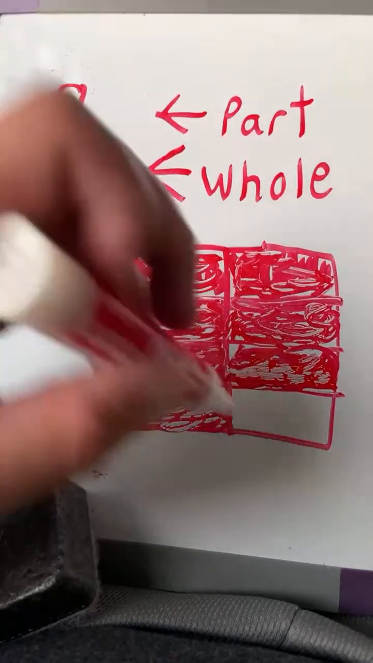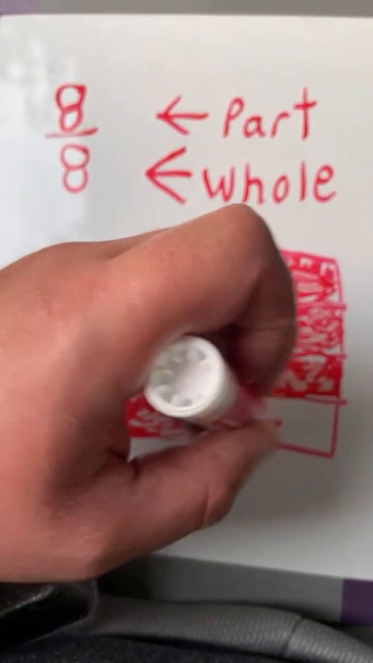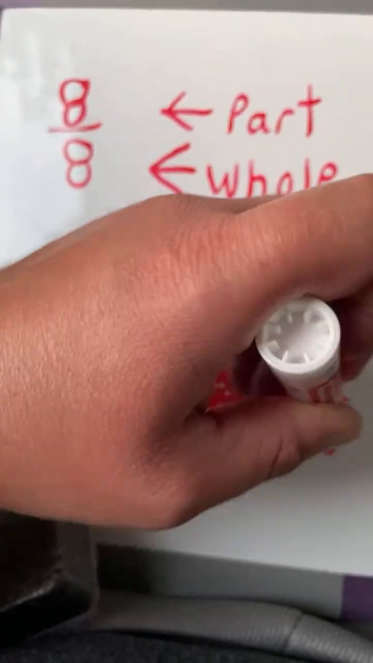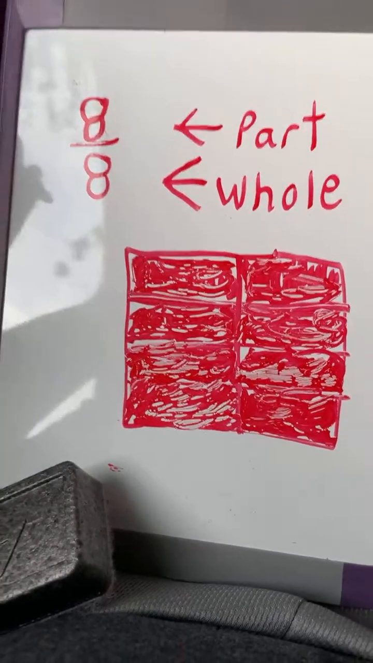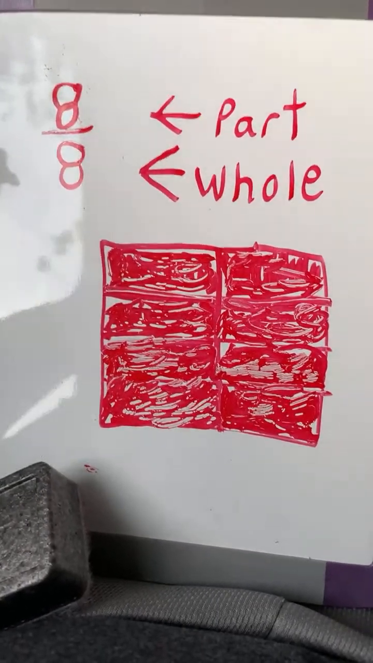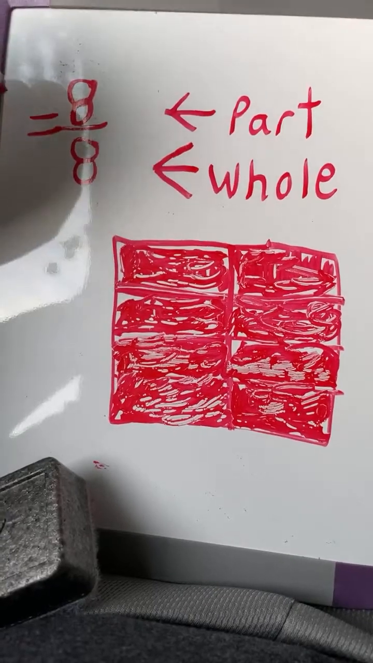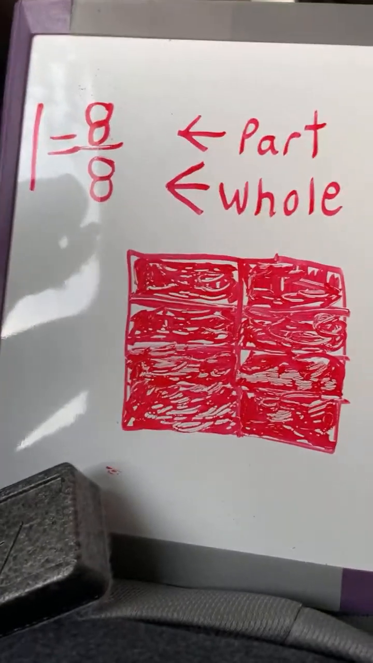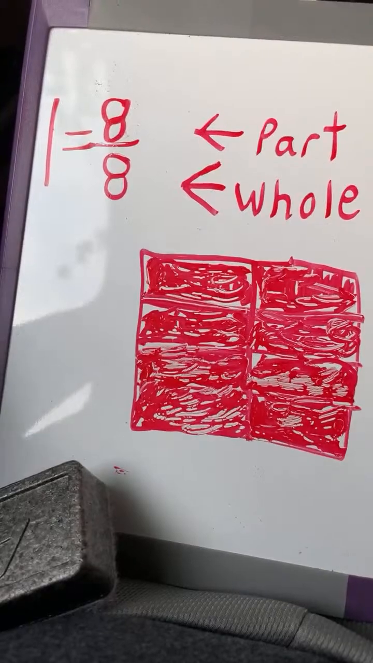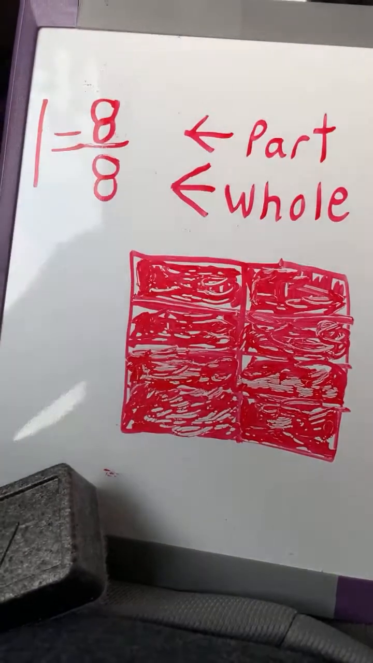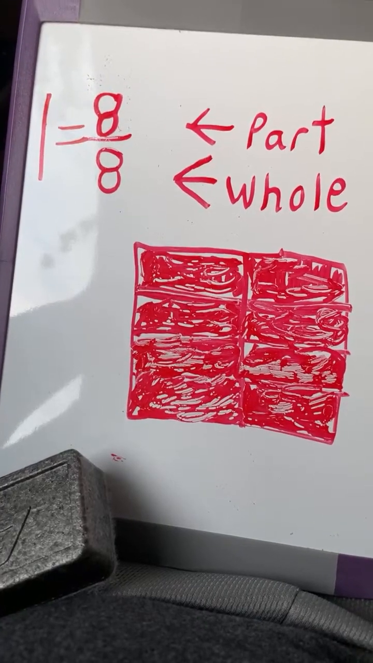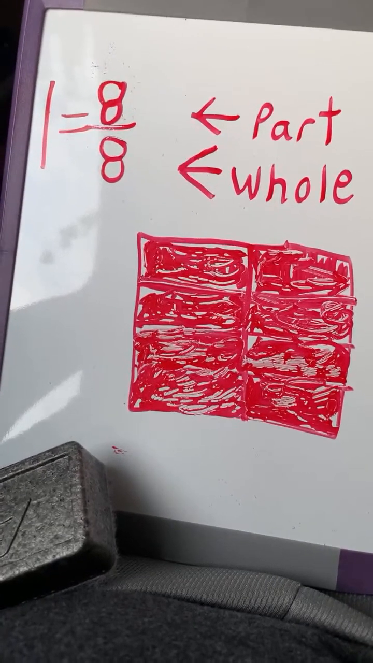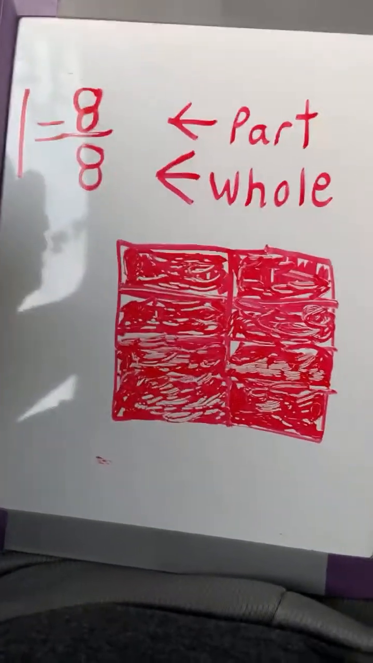If I wanted to make 8/8, I would shade in the final part. 8 total parts, 8 parts are filled in, and this represents 8/8, which is also equal to 1 whole. Now there's so many other fractions I could do. I could do fifths, I could do sixths, I could do tenths, but I think you get the idea.